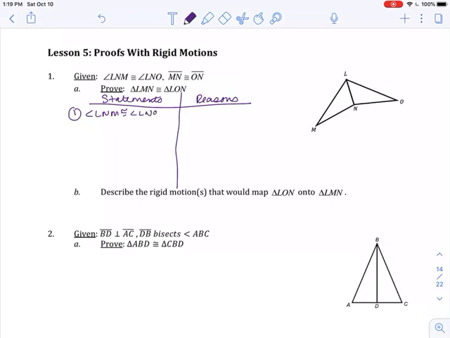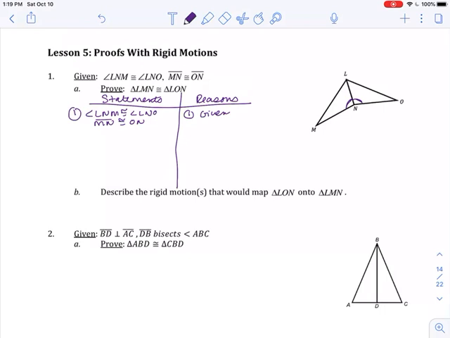Start off with step 1, which is my given. And I'm going to mark everything that's in my given. So angle LNM is congruent to angle LNO, and MN is congruent to ON. That all is my given. And you want to mark your diagram because you need to know when you're done with the proof. When you have one of those 5 ways, you're done.